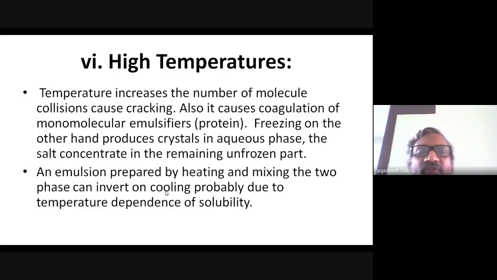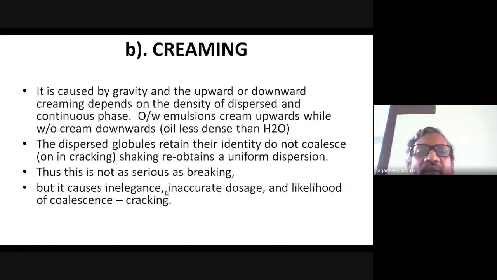The second approach, the problem you have, you already know from the first year itself, you might have studied creaming. It is caused by gravity. Most of the time, the type of emulsion will decide whether it is upward or downward creaming, depending on the density of the dispersed phase and the continuous phase.